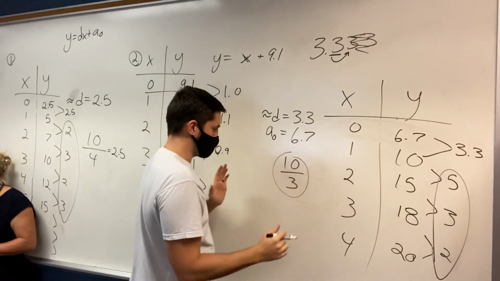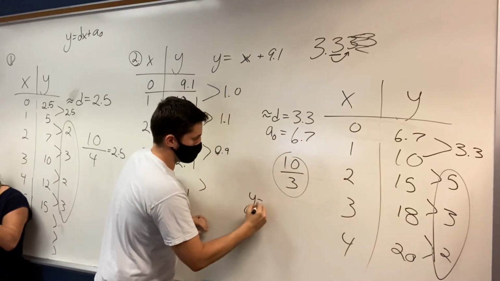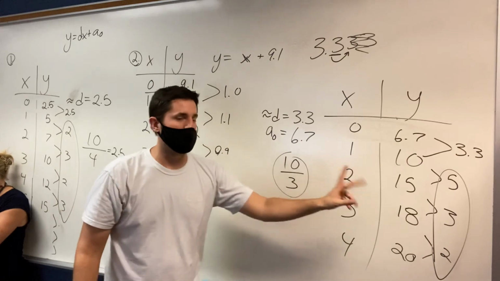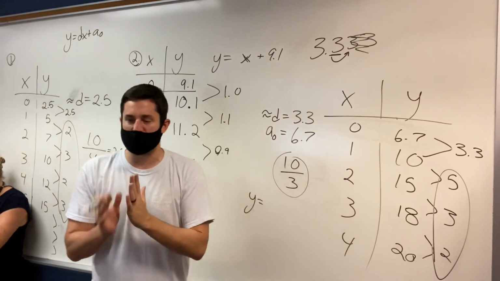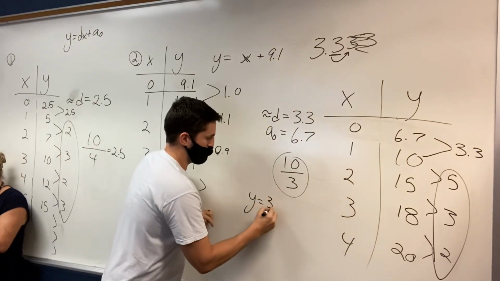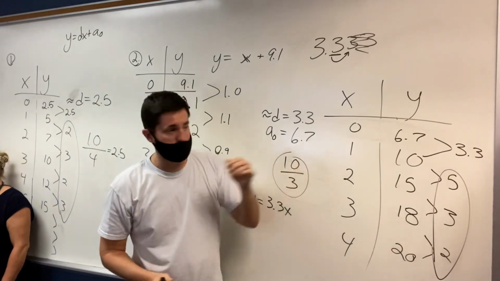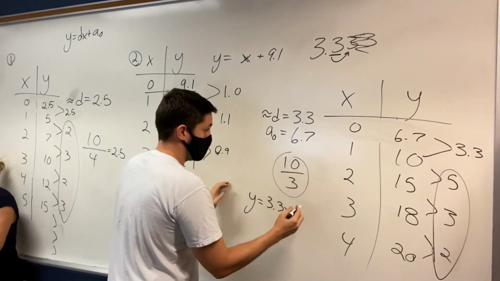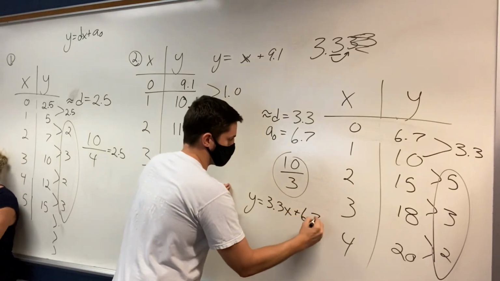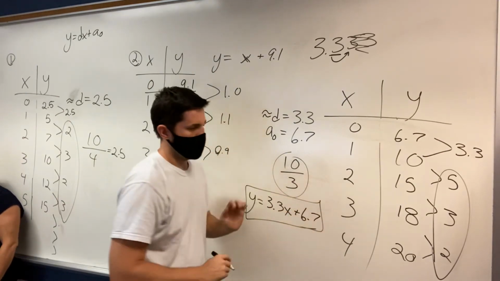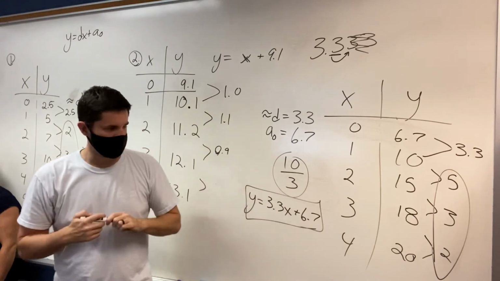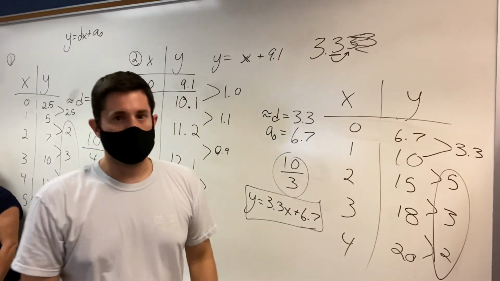So then my equation, and we're done, y equals the average difference that we calculated from averaging all those weird differences together, which is 3.3x. A sub 0, my y-intercept, is going to go backwards by that much. So that's where the plus 6.7 came in. Boom, done. Very nice. That was good. Lock it in.